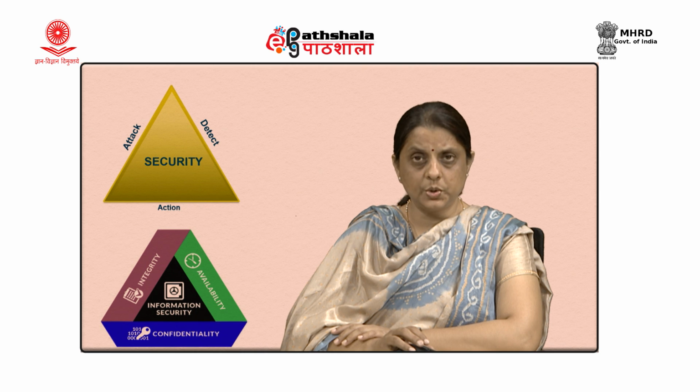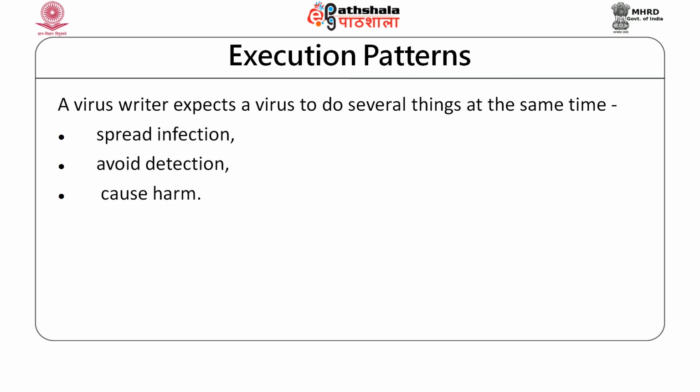We have seen the storage pattern of the virus. Next we are going to discuss the execution pattern. A virus writer expects a virus to do several things at the same time: spread infection, avoid detection and cause harm.